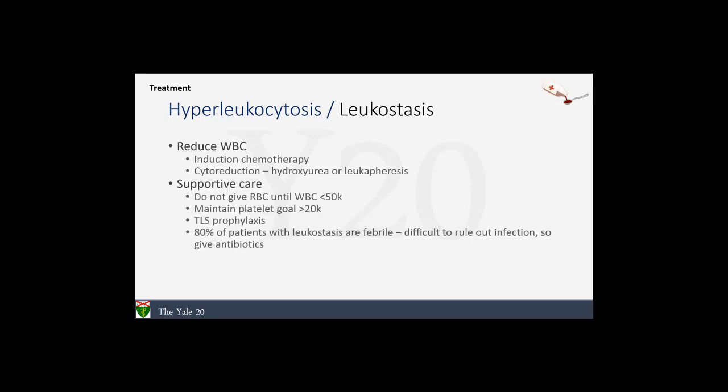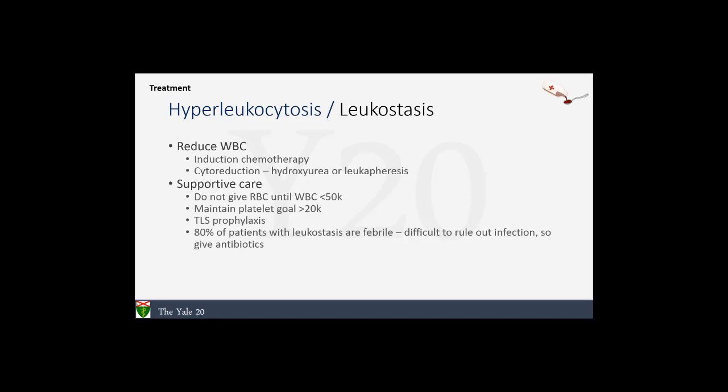You want to make sure that you give the right supportive care for these patients. So you don't want to give red blood cells unless the white blood cell count is below 50,000 because of the viscosity. So for our lady who presented in case number 2, we wouldn't give anything even if her hemoglobin was below 7. You can give platelets. They're much less viscous, and so you can give them with a goal of usually around 20,000 because these patients are often febrile. You want to give tumor lysis prophylaxis, which we will discuss later.